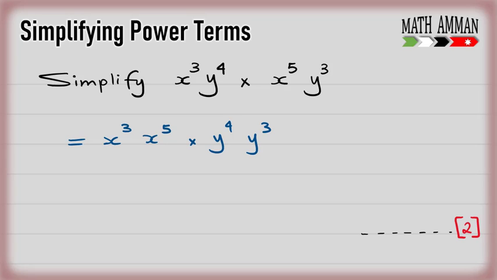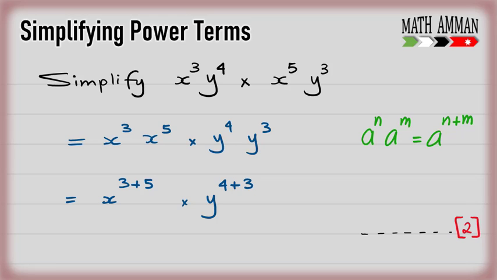The first two power numbers have the same base, and therefore we can add their indices together as per the property of multiplying power numbers. So x to the power 3 times x to the power 5 can be rewritten as x to the power 3 plus 5, or x to the power 8. Same for y to the power 4 times y to the power 3. It becomes y to the power 4 plus 3, or y to the power 7. And our most simplified version now is x to the power 8 y to the power 7.